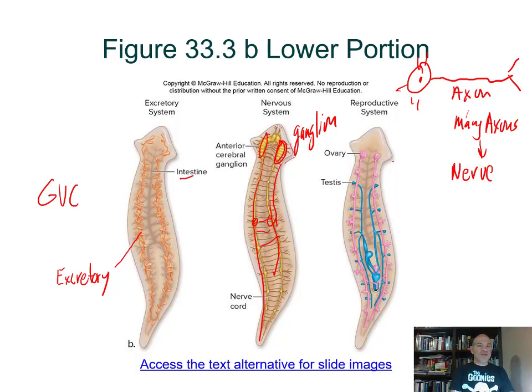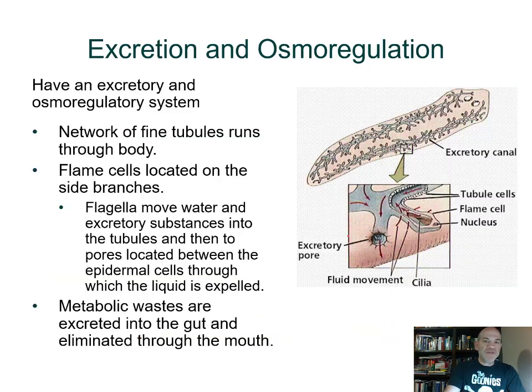And then you can see the reproductive system here. In pink, you've got your ovaries. In blue, you've got your testes, and then the ductwork that allows the gametes to move to an area. Now, they make both eggs and sperm, but it's best for them to try to find a mate so they can exchange sperm with each other and cross-fertilize.